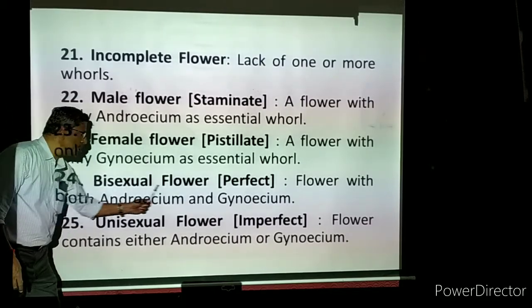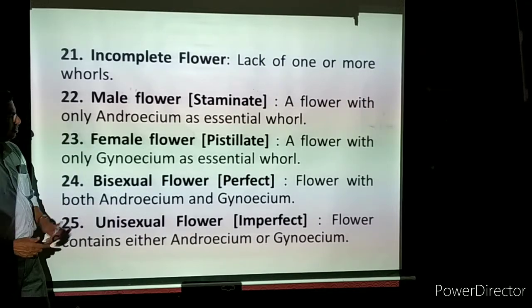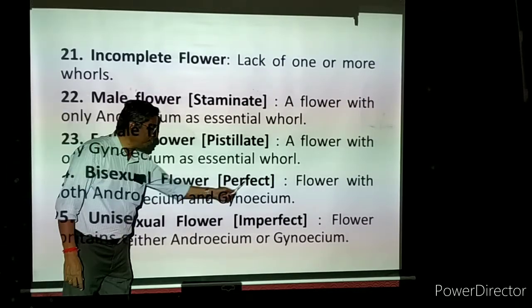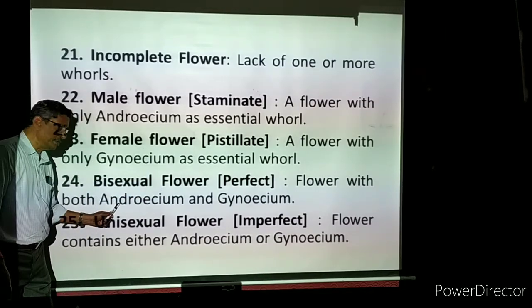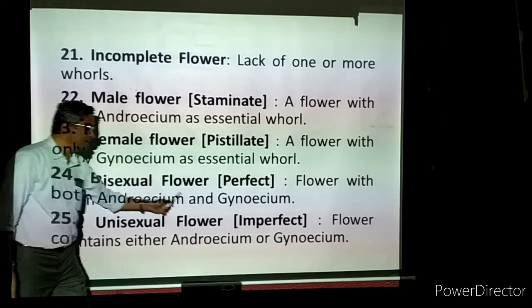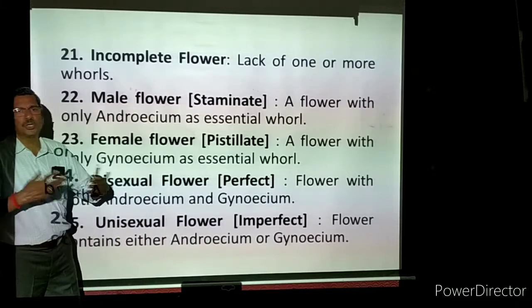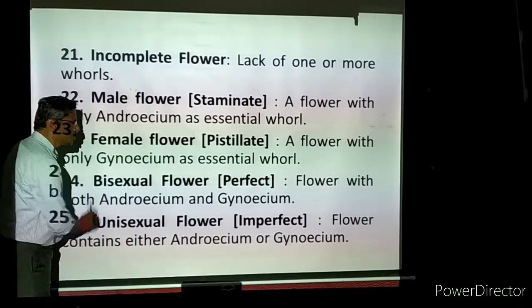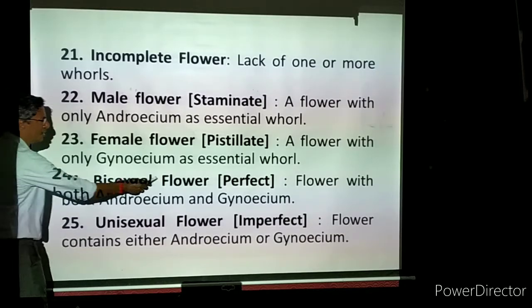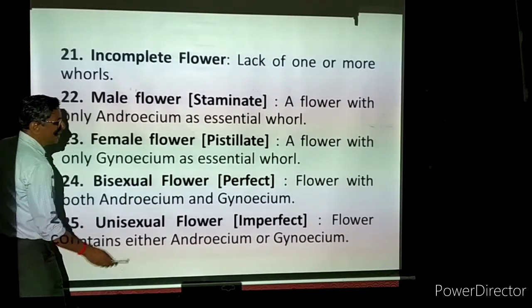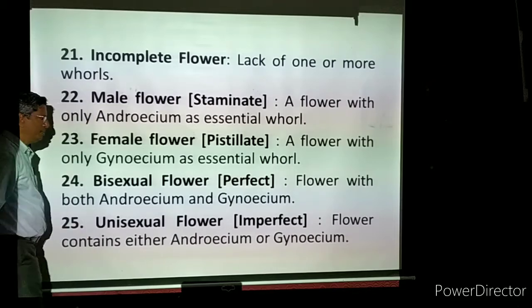Then bisexual flowers. The bisexual flower is also called a perfect flower, because this flower has both androecium, the male reproductive organ, and gynoecium, the female reproductive organ. Both are there, so we call it bisexual. Both reproductive organs are present in the same flower. Bisexual flower. It is also called what? Perfect.